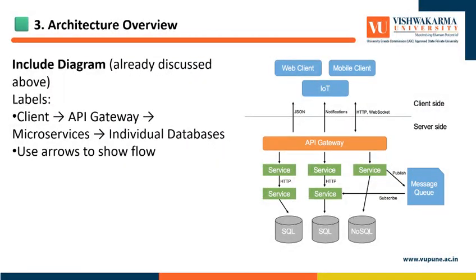Architecture overview: the diagram labels client, API gateway, microservices, individual databases, with arrows to show flow. This diagram shows the typical flow. The client sends requests through an API gateway which routes them to the appropriate microservice. Each service talks to its own database, ensuring data isolation and autonomy.